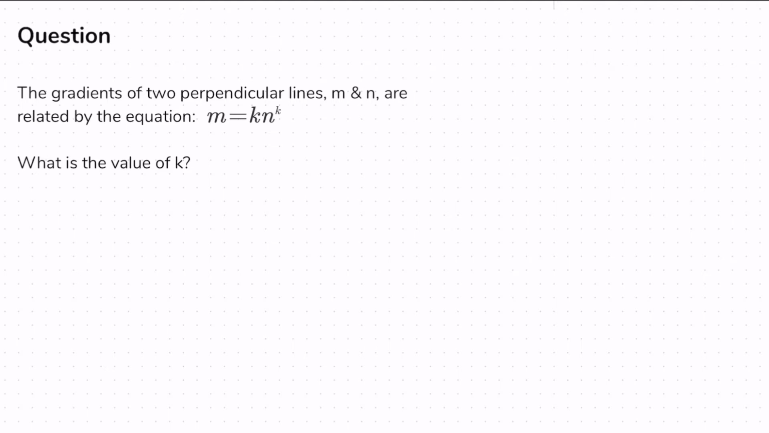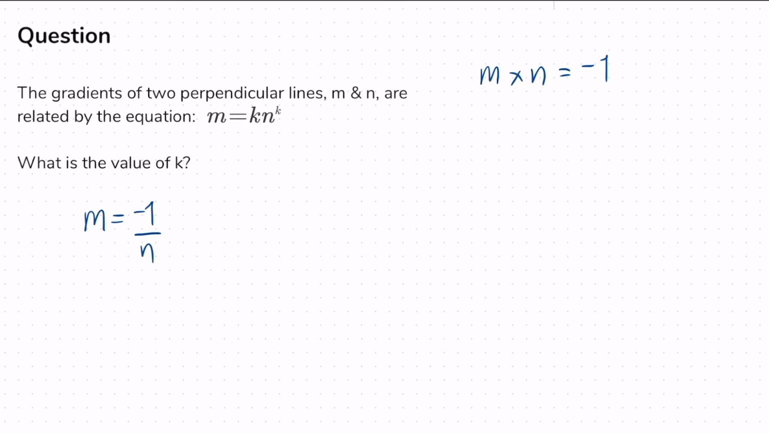Now, the important thing about two lines which are perpendicular is that the product of their gradients is -1. So the gradients of two perpendicular lines, M and N, the product of those is going to be -1. So having a look at the situation here, what is M equal to? I'm just going to move this to the left-hand side. M is equal to -1 over N. It's also equal to K times N to the power of K.